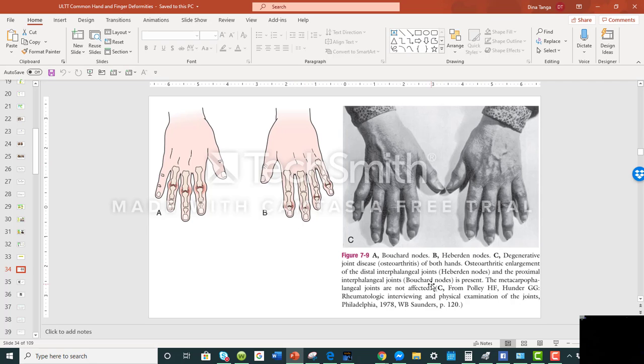And then over here on C, we have degenerative joint disease, osteoarthritis of both hands. Osteoarthritic enlargement of the distal interphalangeal joints is the Heberden nodes, and the proximal interphalangeal joints, the Bouchard nodes, is present. The metacarpophalangeal joints are not infected.